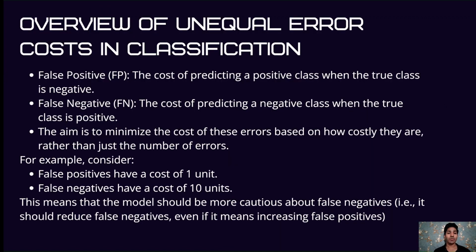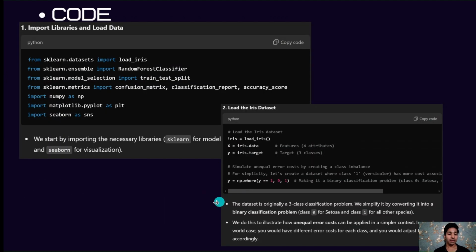And here is the code for unequal error cost in classification, in which we start by importing the necessary libraries, which are sklearn for the model and seaborn for visualization. Here it is. And then we load the Iris dataset. Here, iris is equal to load_iris, in which we take X as iris.data and y as iris.target, which has 4 feature attributes, and the target has 3 classes.